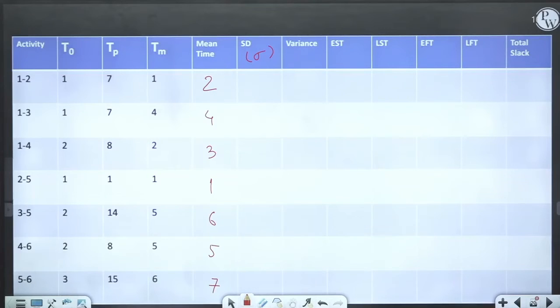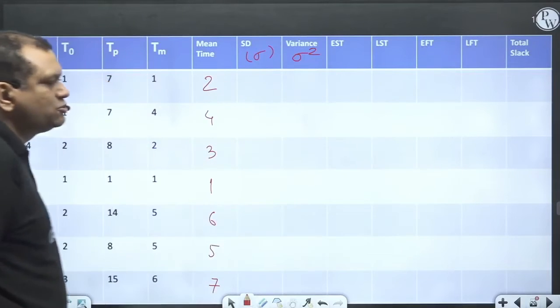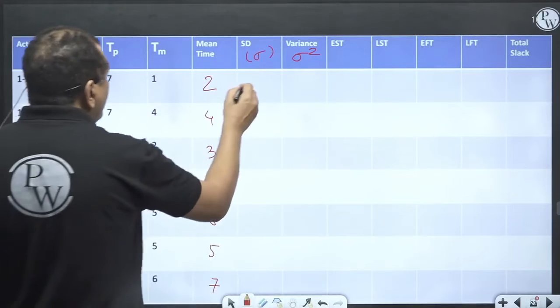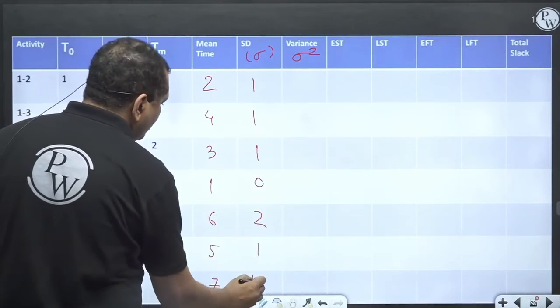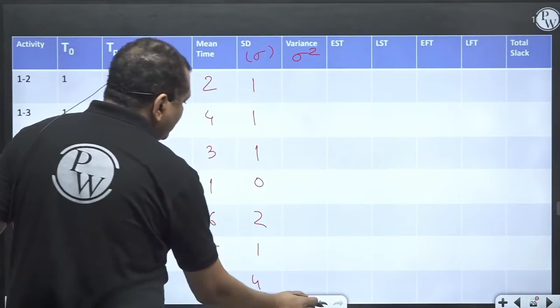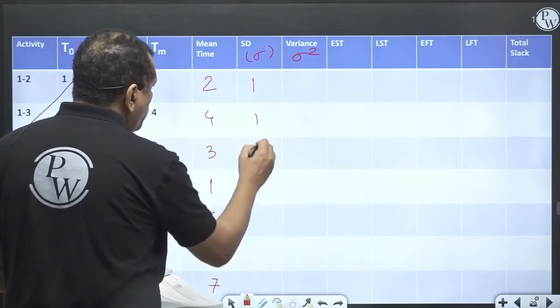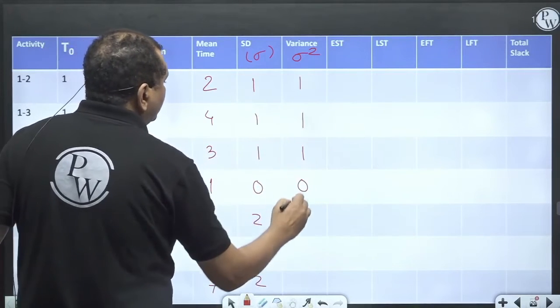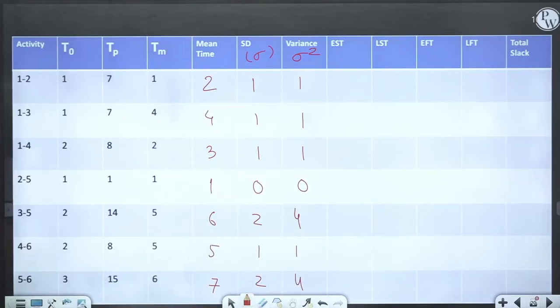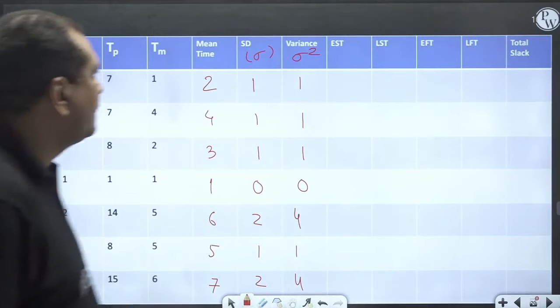Please calculate the standard deviation of all the activities and hence the variance. Variance is the square of the standard deviation. Calculate the standard deviation and variance of each and every activity.